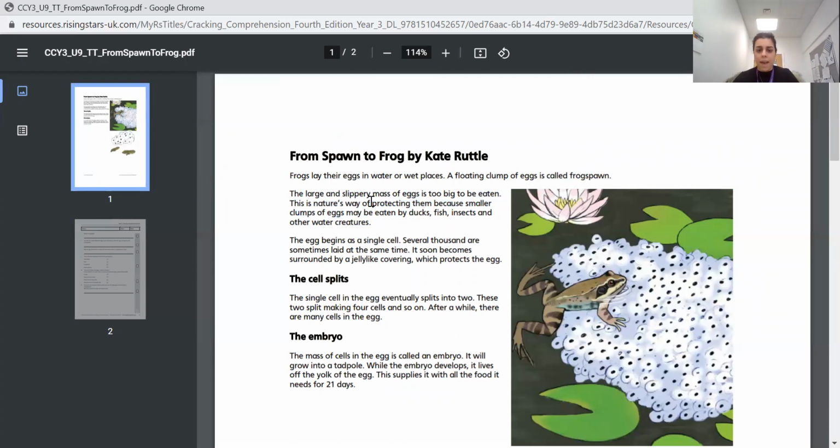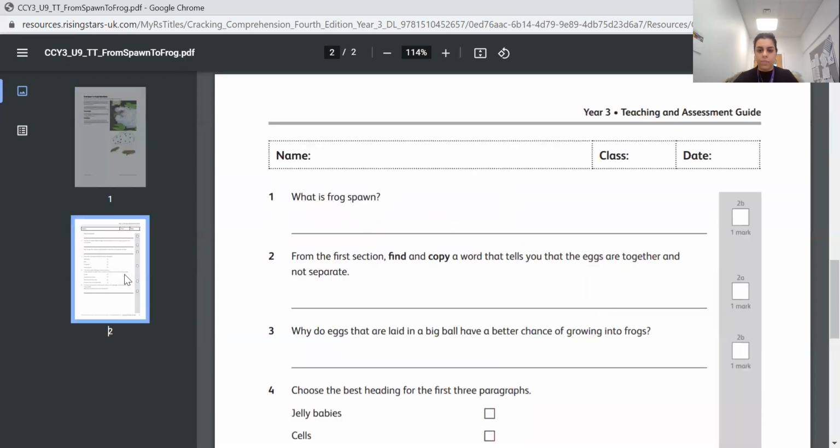If you have written mass, you can also have yourself a mark, so well done. A large slippery mass of eggs. That means a lot of them together, a mass of them together, a mass of eggs. If you wrote mass or clump, well done, you can give yourself a mark. Okay, let's go to the next question.